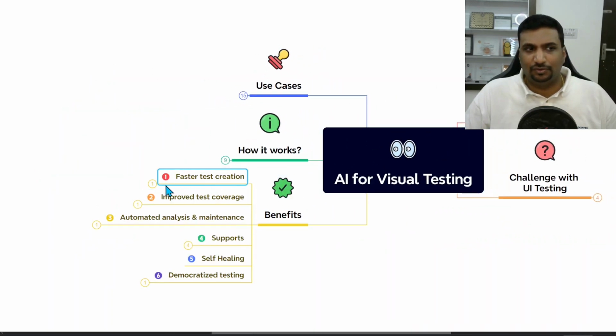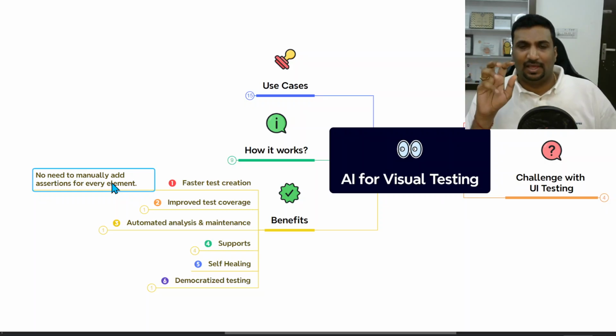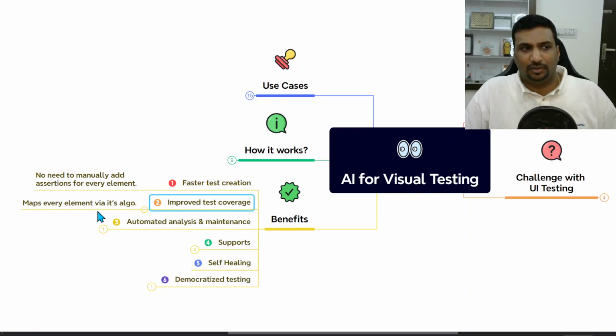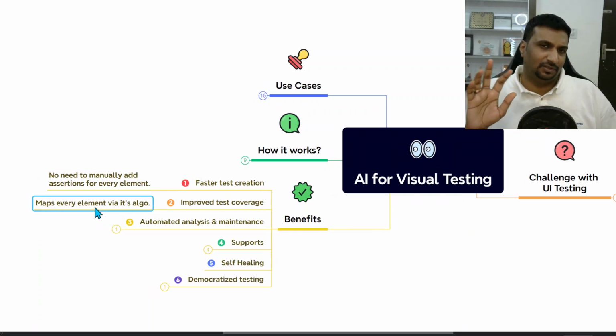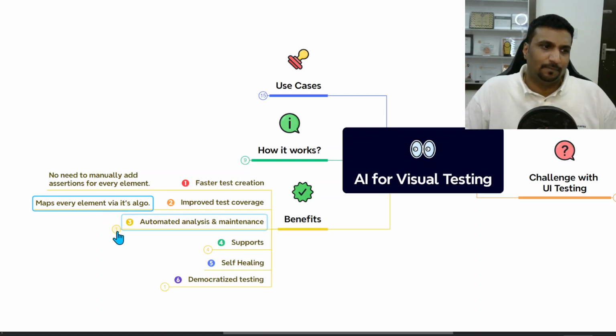The benefit that such solutions will give you is, first, that you will be able to create tests faster. You don't need to manually add assertions for each and every element on the screen or on the page. AI could take care of that. AI could put in generic validations for that. Overall it improves your coverage because it maps every element. It doesn't just do a sort of sampling or filtering. It will map all the elements that are there on the screen, which improves your coverage.